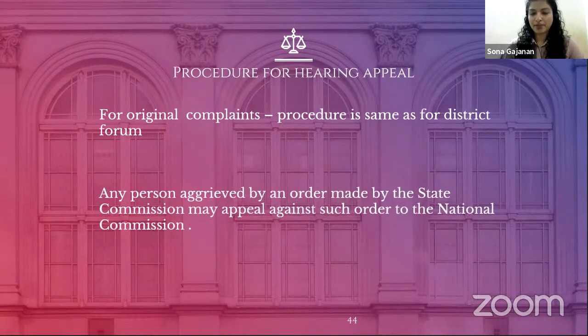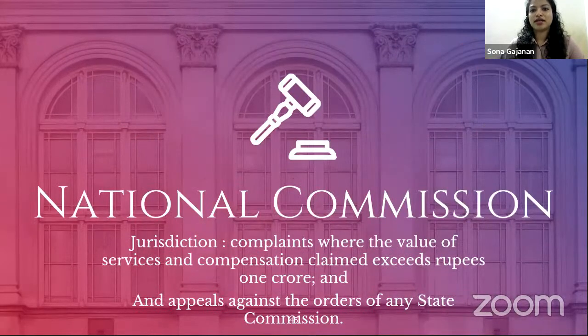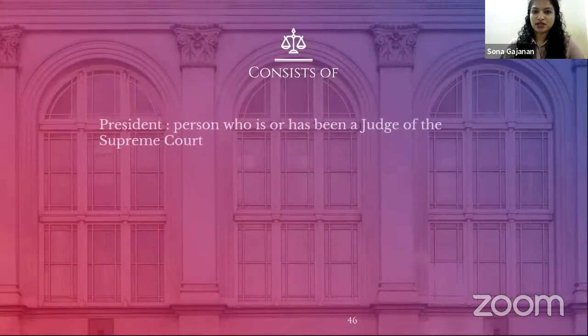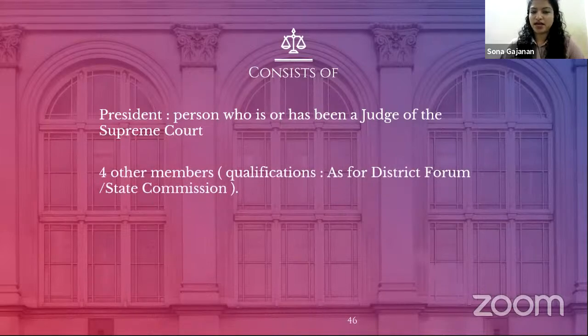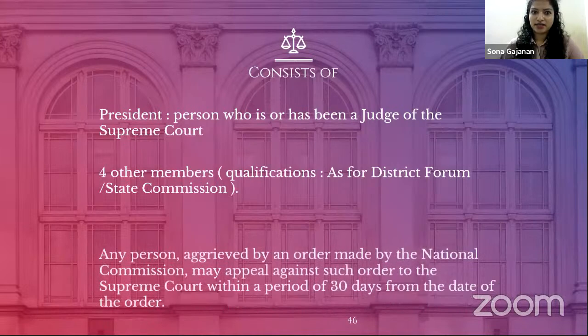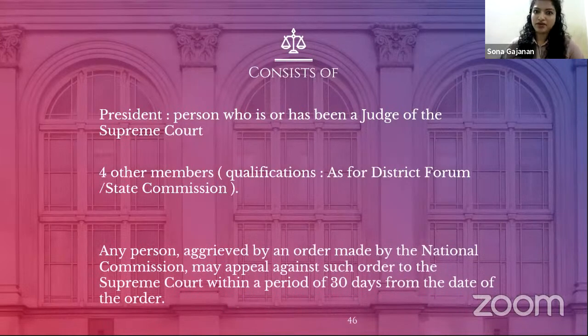If you are not happy with the verdict of the state commission, you can always appeal to the national commission. The national commission has jurisdiction over goods and services over rupees 1 crore, and it also takes up appeals against the orders of the state commission. What does the national commission consist of? It consists of a president who is or has been a judge of the Supreme Court, and 4 other members, unlike the other 2, which have 2 other members. The qualification is similar to the district forum and state commission. If someone is not happy with the verdict of the National Commission, they can always appeal against such order to the Supreme Court, again within a period of 30 days from the order.